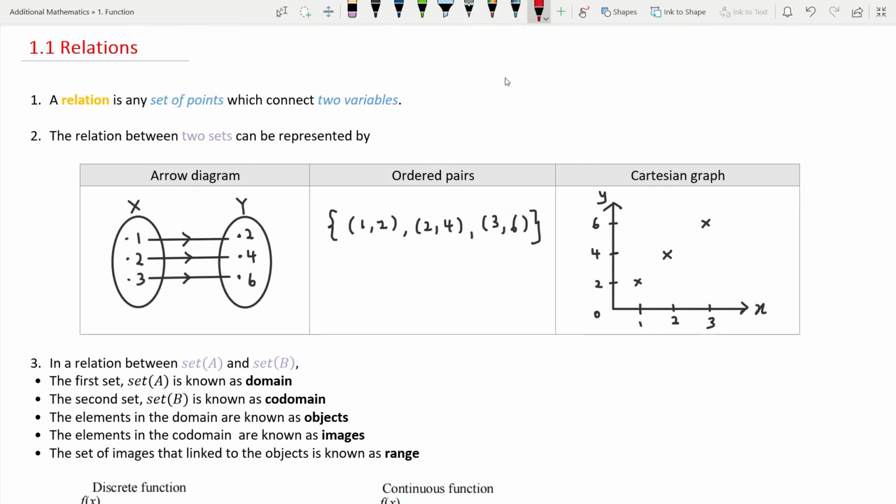Hi everyone, today we will start a new chapter, Functions. Let's get started with 1.1 Relations. A relation is any set of points which connect two variables.